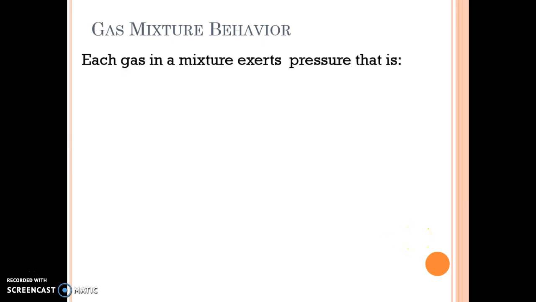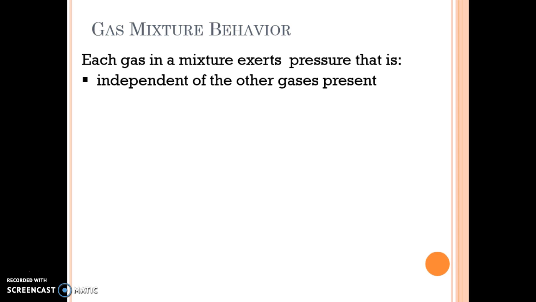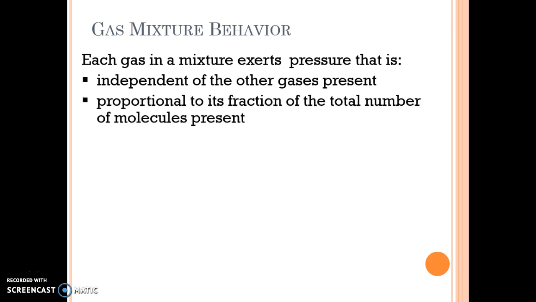mixture of gases? We know that each gas in a mixture is going to exert a pressure that is, number one, independent of what the other gases are doing, and number two, proportional to its fraction of the total number of molecules present. Because remember, we've always said it doesn't matter how big the molecule is, it only matters how many you have. So if we have a lot of molecules but they're not all the same, does it matter?